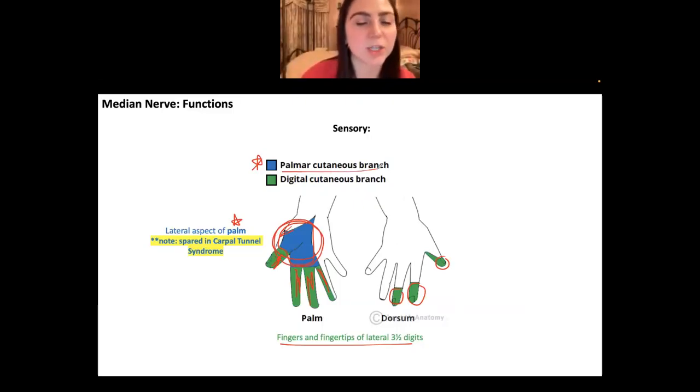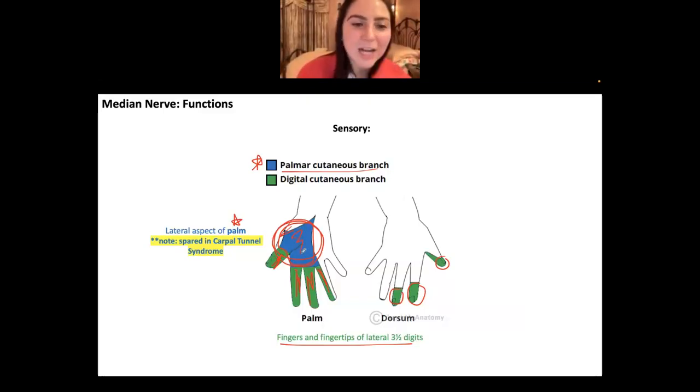It's the palmar cutaneous branch. I'll show you why this branch doesn't go in the carpal tunnel. The median nerve sends off all these little branches, but the palmar cutaneous does not go through. It just stays on top of the carpal tunnel. So if you have carpal tunnel syndrome, it doesn't get affected, and you don't lose sensation here.